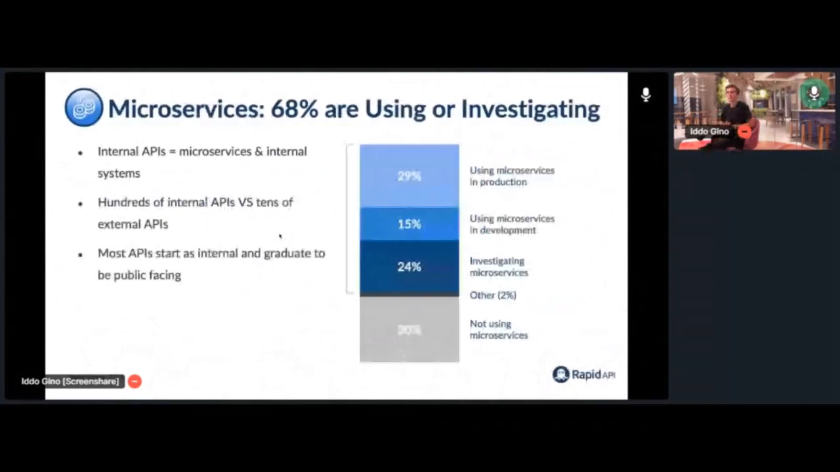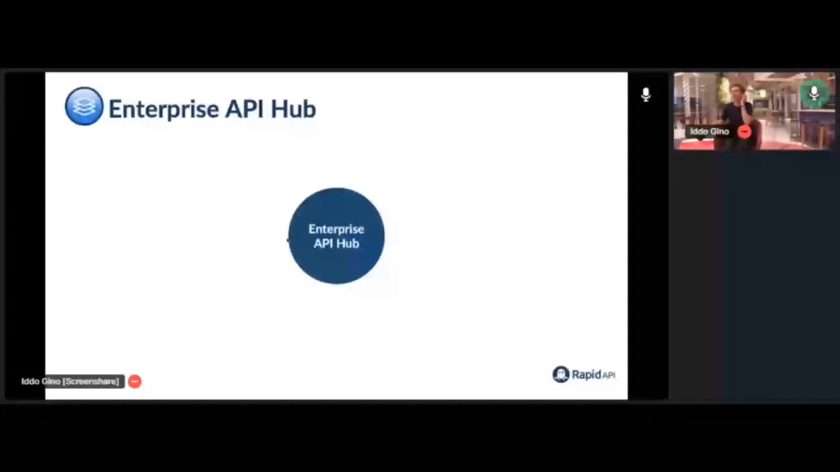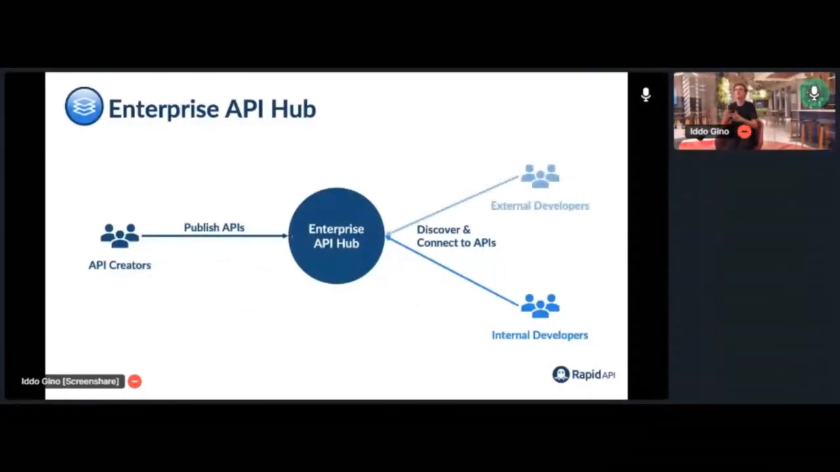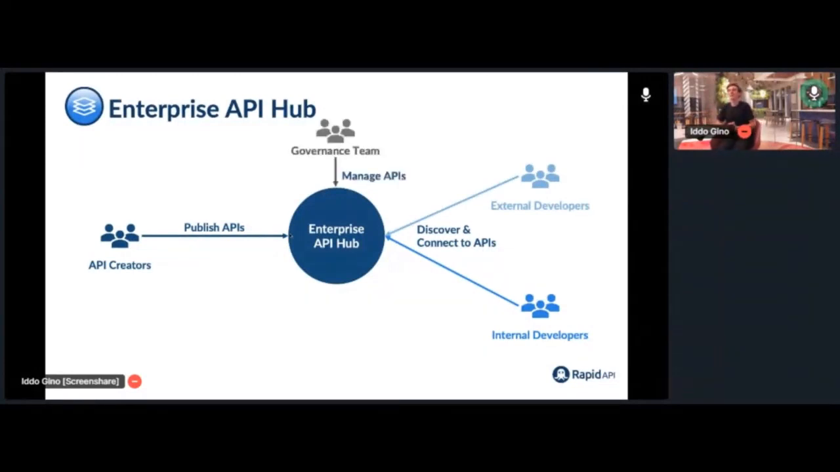So we think about it as that central enterprise hub or enterprise API platform, where the API creators, again, can go to publish APIs. The internal developers use that platform to discover and connect to those APIs within your organization, while at the same time, the external developers, so your partners, customers, clients, can also be invited to that platform and gain access to certain APIs. And the governance team can refer to that enterprise platform to discover and understand who's using APIs within the organization and how they're being consumed.